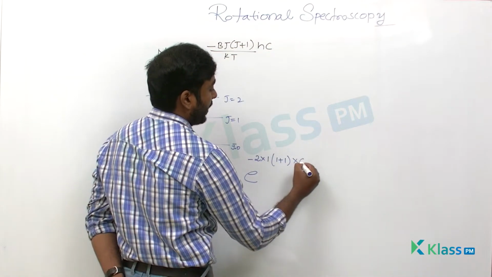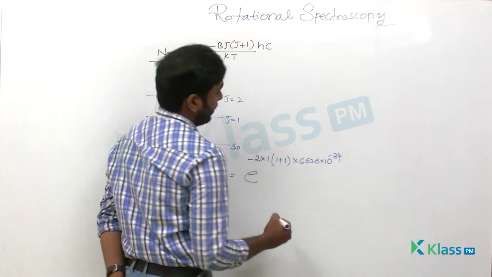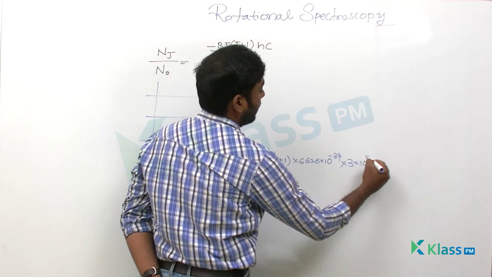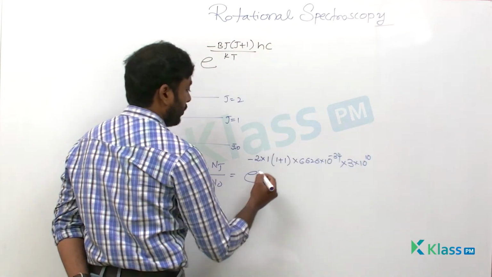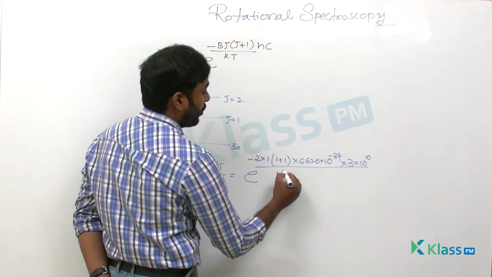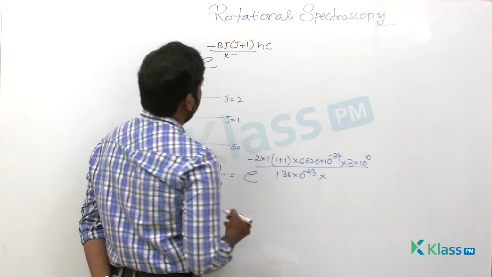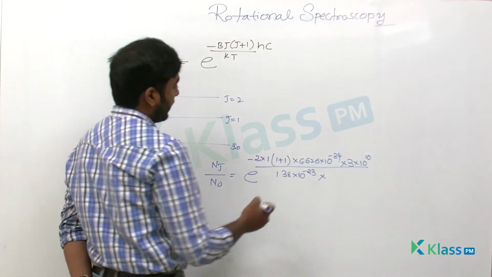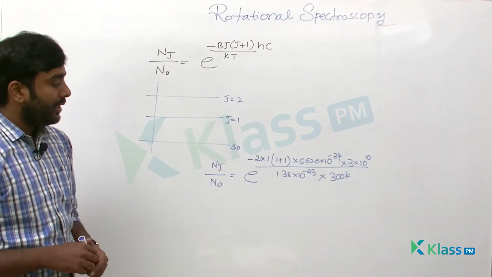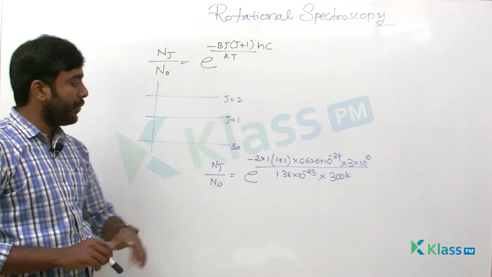H value is the Planck constant, 6.626 into 10 to the power of minus 34, and the speed of light is 3 into 10 to the power of 10 centimeter per second. Okay, no need to write the units. Let's calculate. And the Boltzmann constant, its value is 1.38 into 10 to the power of minus 23, into the temperature; let's take 300 Kelvin, at room temperature. Let's calculate this. I'm not taking e now. Let's simplify this part, then add the e value there.